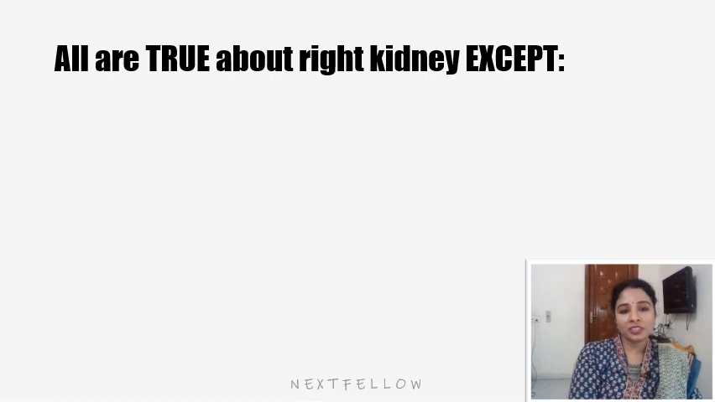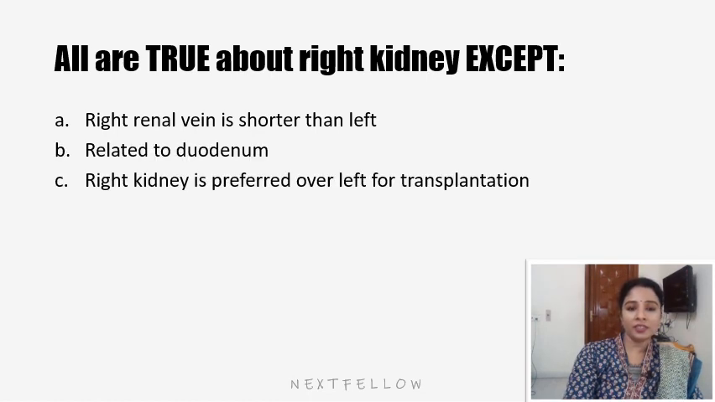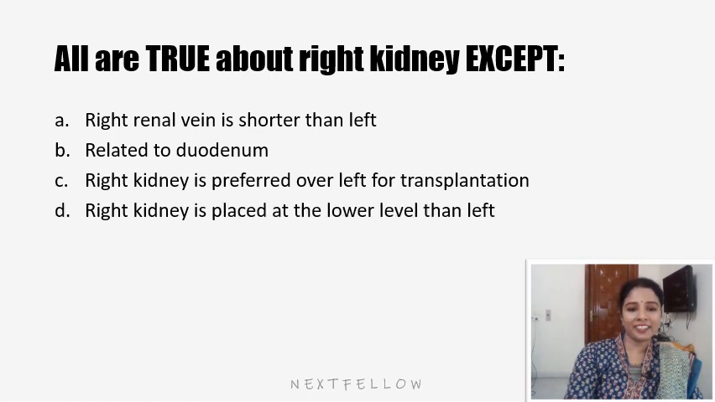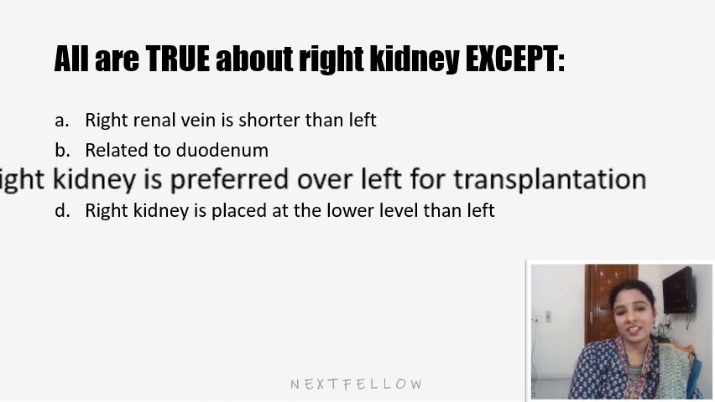So let's see some questions related to the kidney. All are true about the right kidney: right renal vein is shorter than left; related to duodenum; right kidney is preferred over left for transplantation; right kidney is placed at a lower level than the left. So which would be your answer? Obviously we know that the left kidney is preferred for transplantation over the right, because the left renal vein is longer than the right renal vein. That is the main reason. Please note it down.